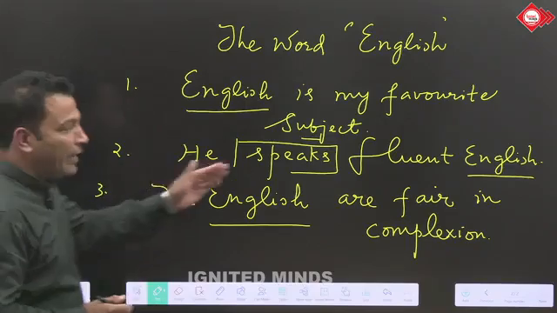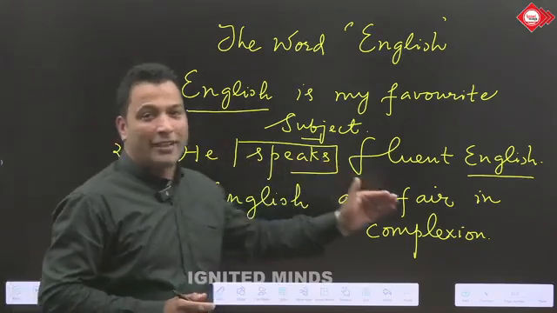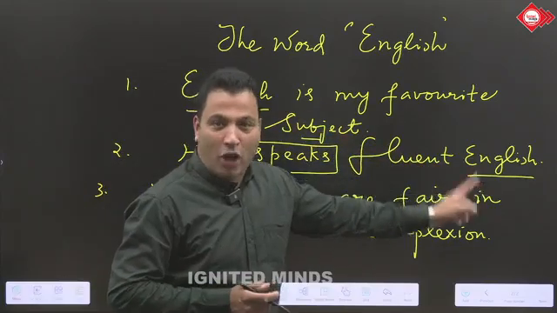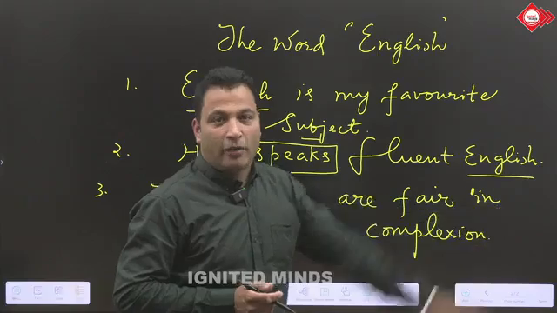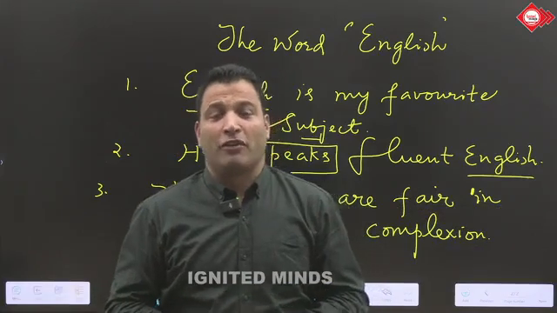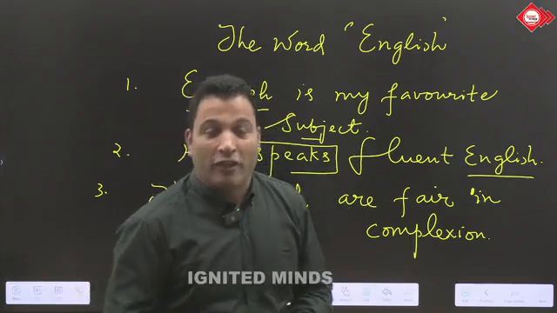So he speaks fluent English. In this sentence, you can better understand that this word English is not a subject. This time, it's the language. As we have different languages, we have English as a language, we have Urdu.